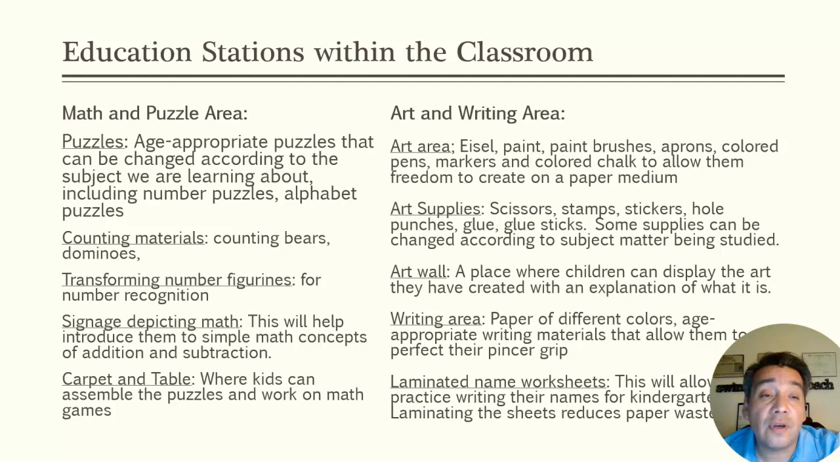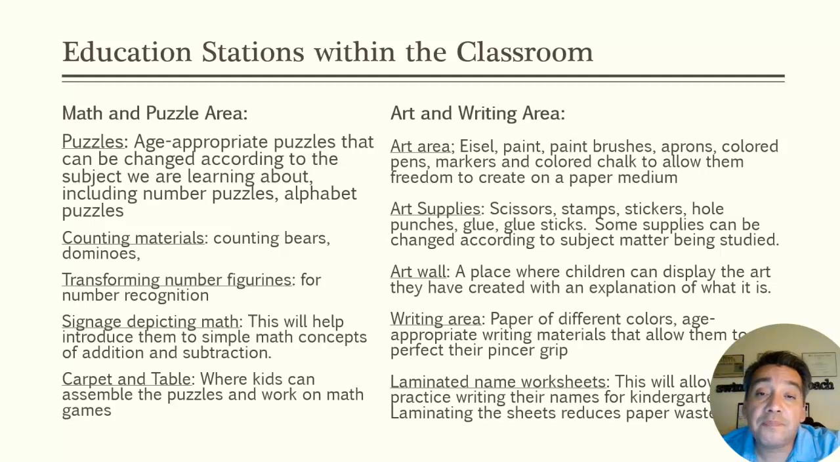All the things that we had for bugs and blooms will be stored away, and we'll add in some new things. In the math puzzle area, we have counting materials. We have signage depicting basic math, arithmetic, and subtraction, so that they will become familiar with it, and it'll help them transition into kindergarten and first grade. They already have some knowledge about that.